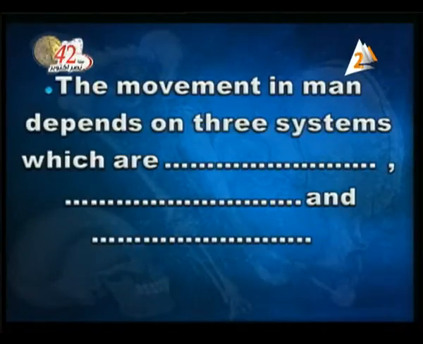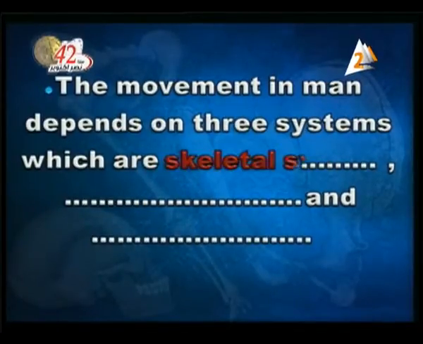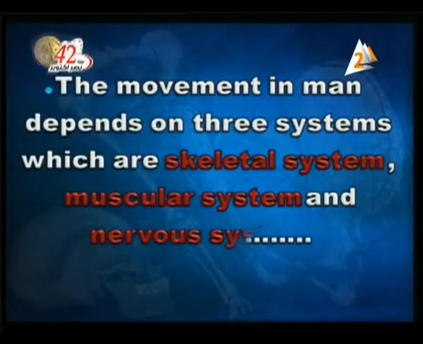Next, the movement in man depends on 3 systems, which are space, space, and space. Yes, you are right. Of course, the movement in man depends on 3 systems, which are skeletal system, muscular system, and also nervous system.